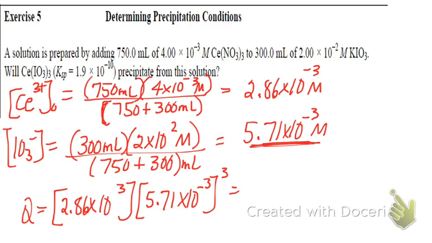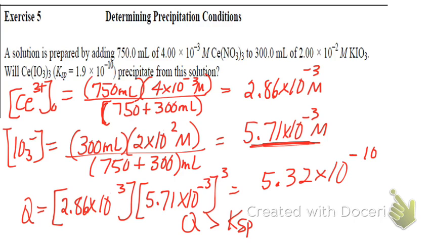And we get a Q value of 5.32 times 10 to the negative 10. So Q is greater than KSP, so precipitant will form. Did I just spell that wrong? No. Yes, I did. No, I didn't.